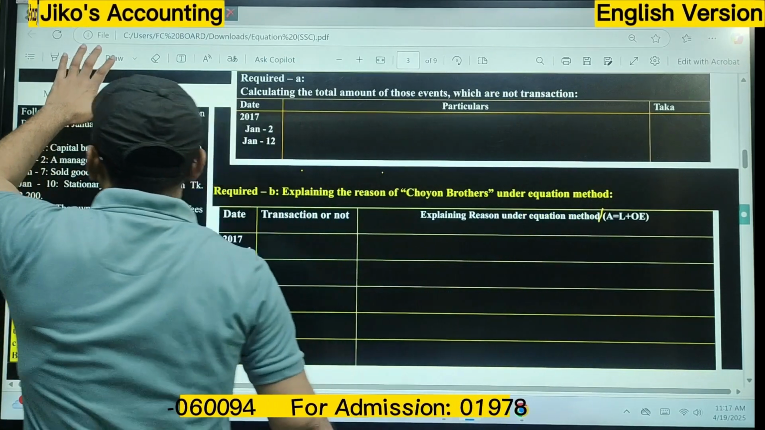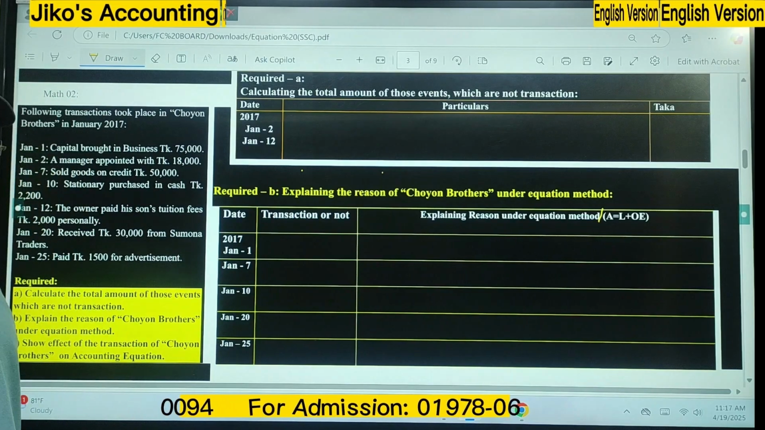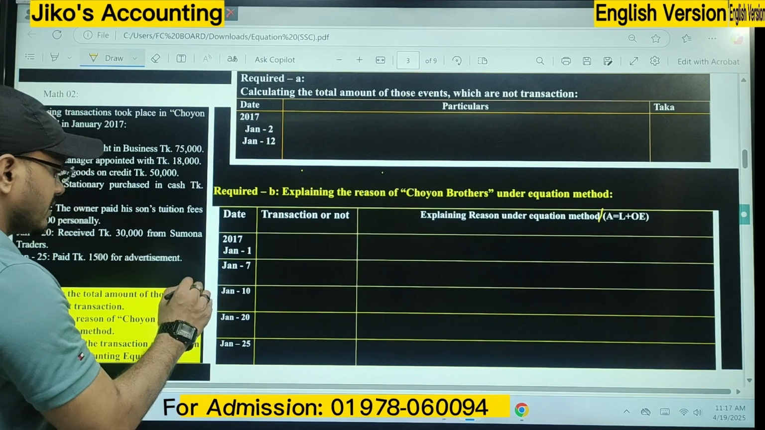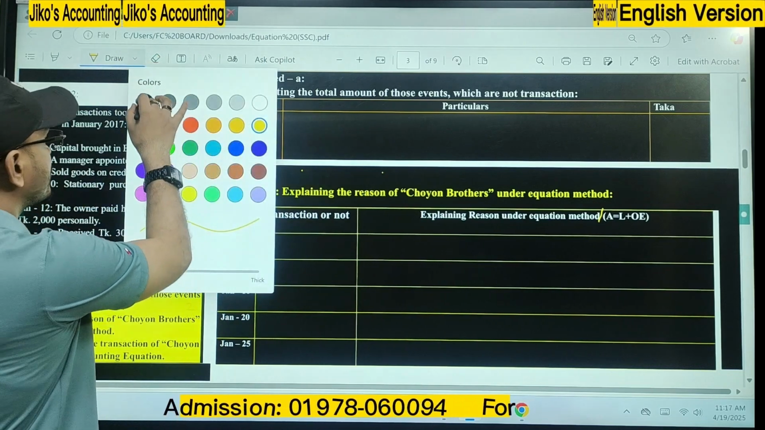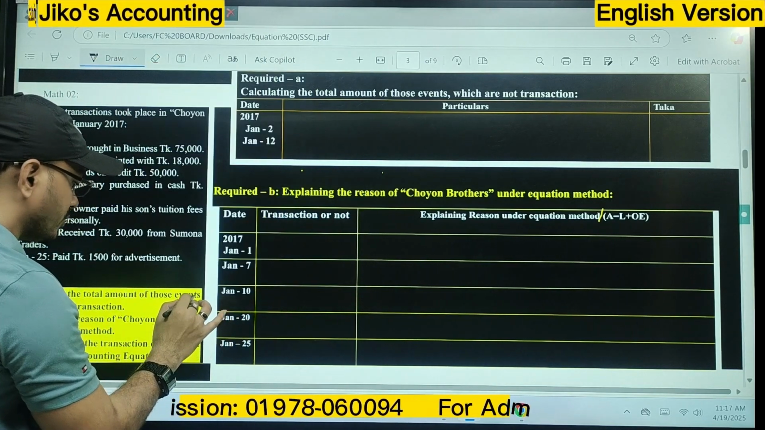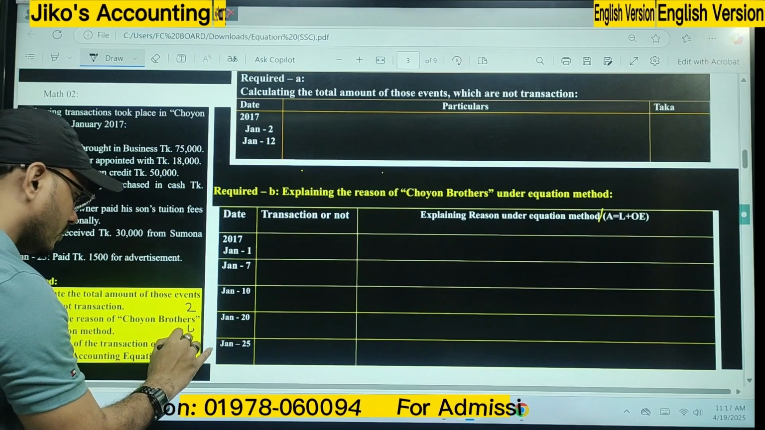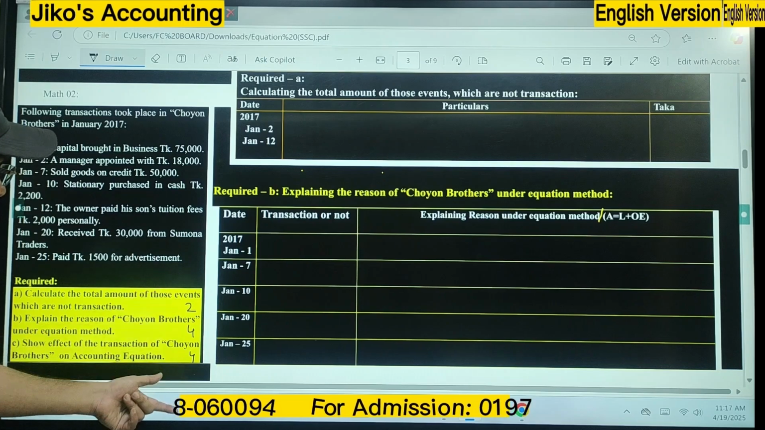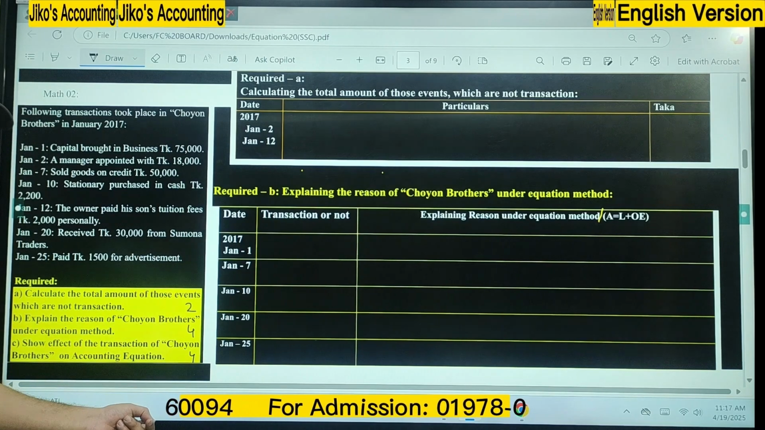What types of marks distribution will be seen in the exam hall? You can see there are two. The first one will be given for 2 marks. This one is for 2 marks, and these two will be given individually 4 marks. Here in total you can see 10 marks.